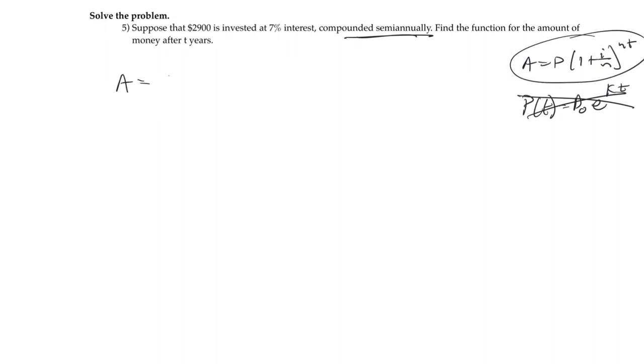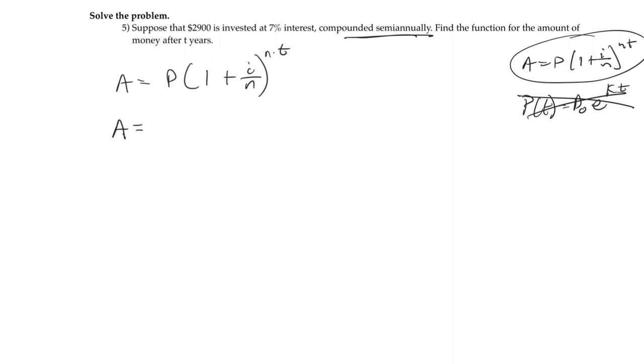So my formula is this: 1 plus the interest rate over the number of compounding periods, raised to the compounding periods times time. So they want to know, just find the function for the amount of money after 2 years. Also, I don't have to figure out how much money, I just have to figure out the function.